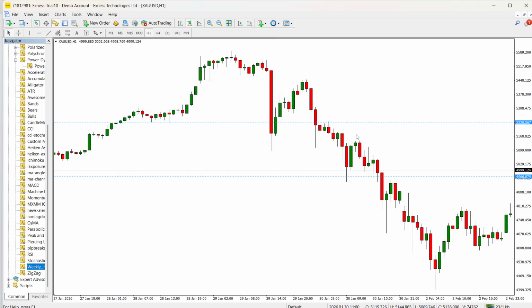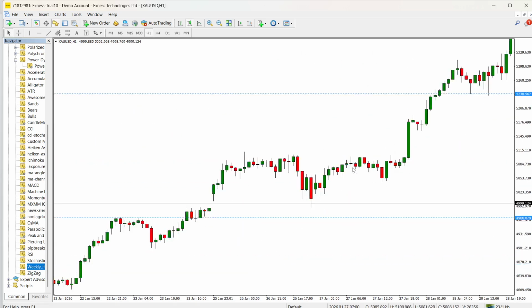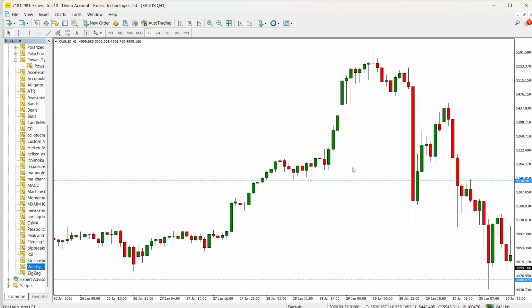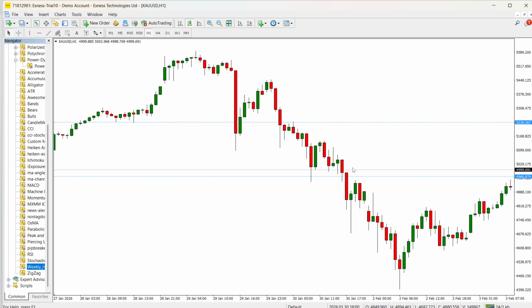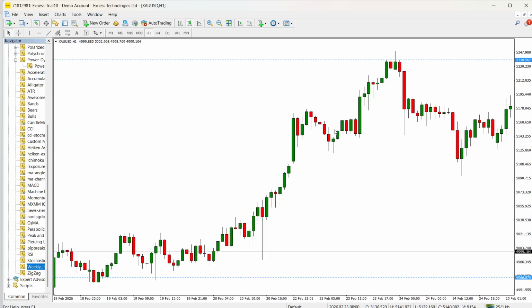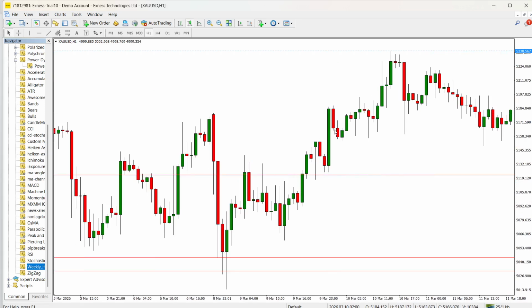So who is this indicator for? This indicator suits swing traders, position traders, and weekly structure traders. It is compatible with MT4 and MT5. It is a visual reference tool only. It does not execute trades. Weekly levels should be confirmed with price action context.